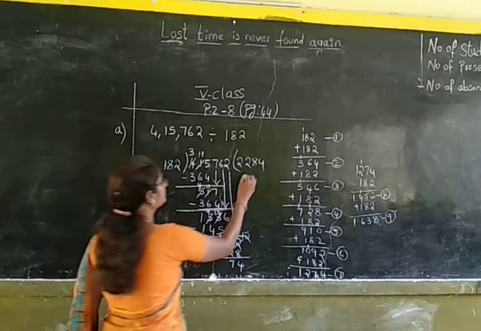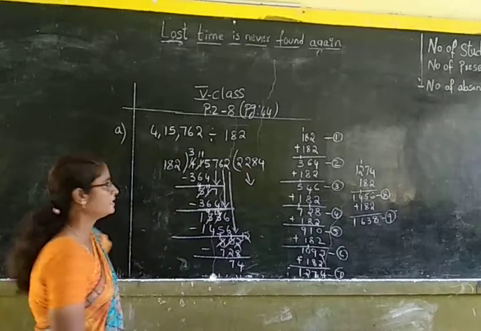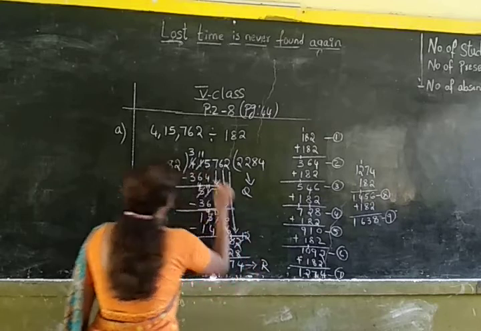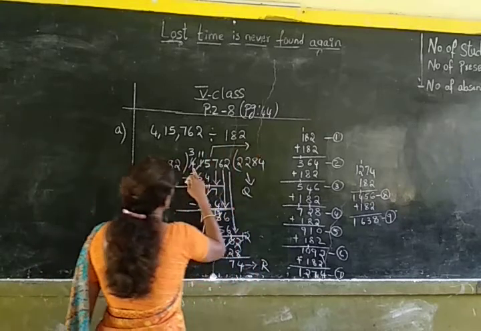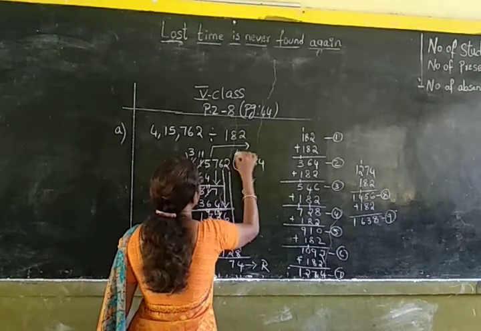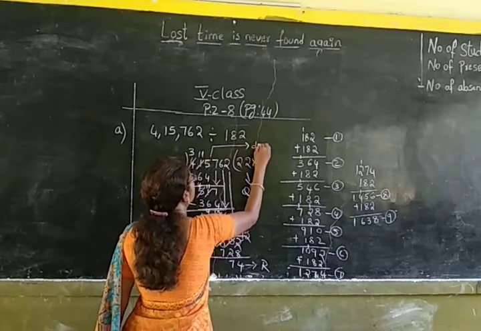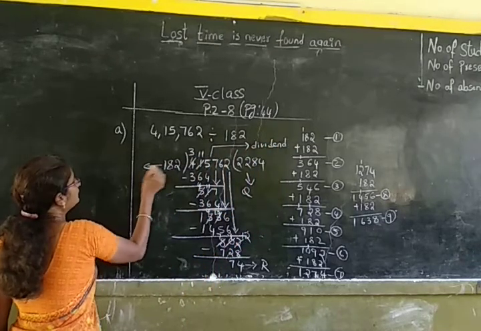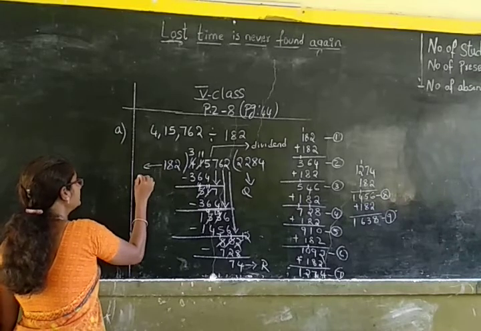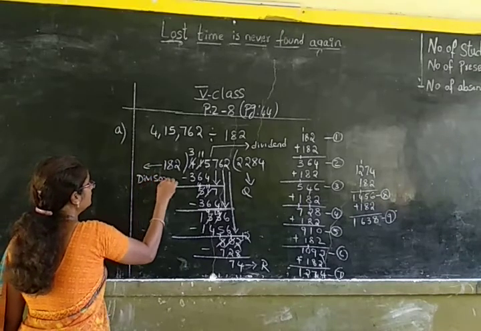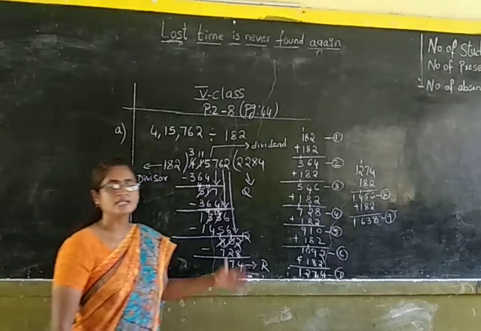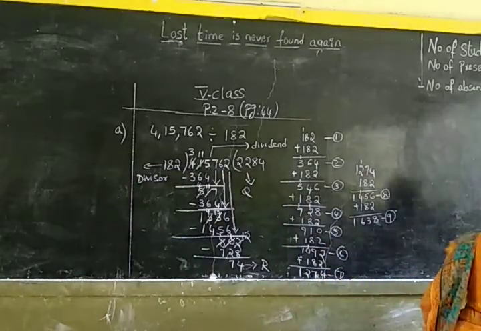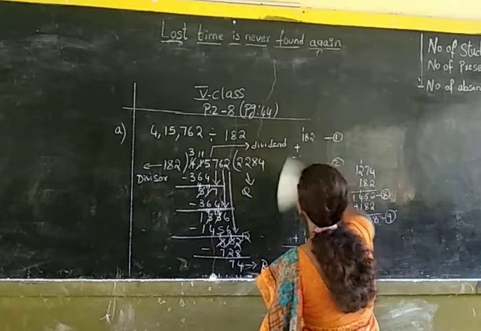So here 2284 is the quotient, 74 is the remainder, 415,762 is the dividend, and 182 is the divisor. Now I have to check this division by using the division rule.